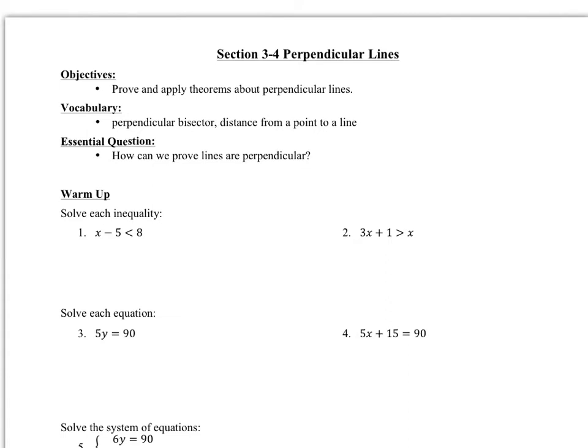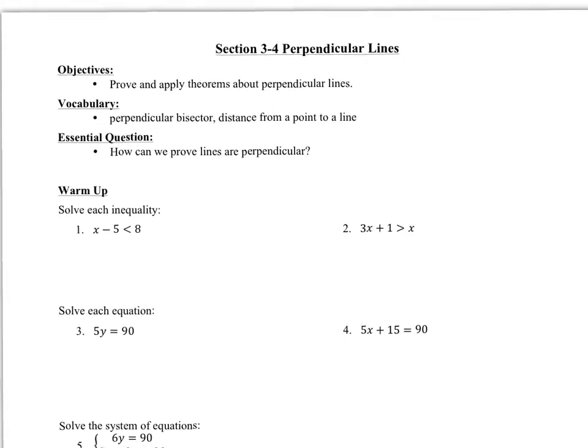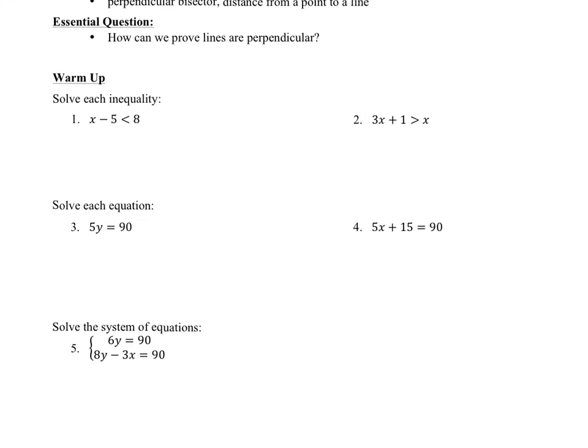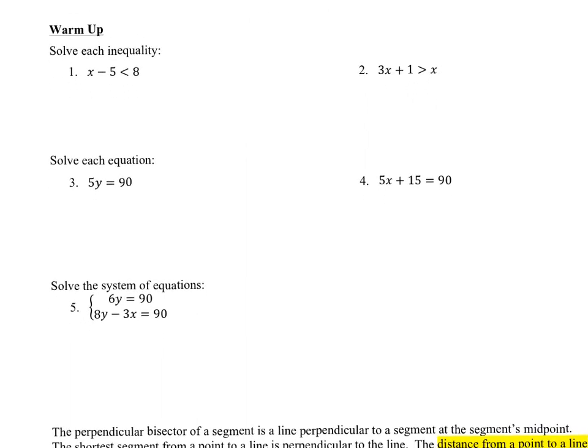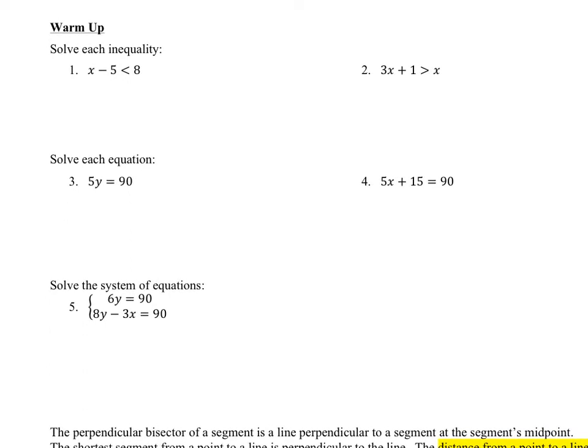Our objectives are to prove and apply theorems about perpendicular lines, and our vocabulary is perpendicular bisector and distance from a point to a line. We've got 5 different warm-up questions to start with, and I am going to recommend that you turn off the video to work on these questions and then turn the video back on when you're ready to check your answers and move forward. So turn off the video now for the warm-up questions.